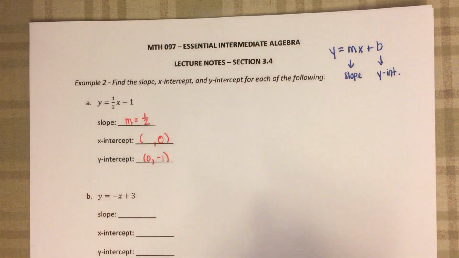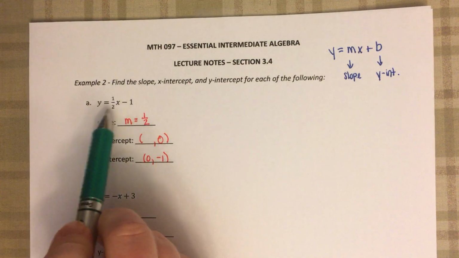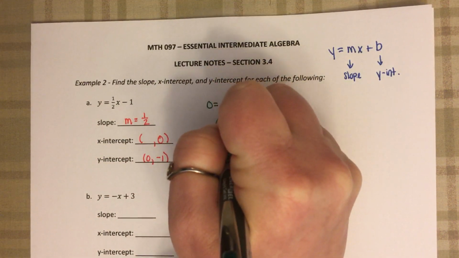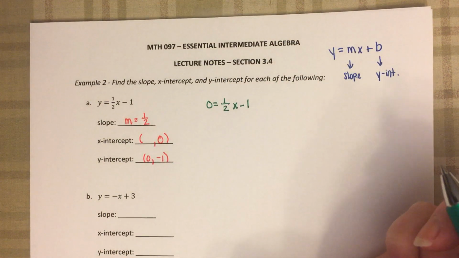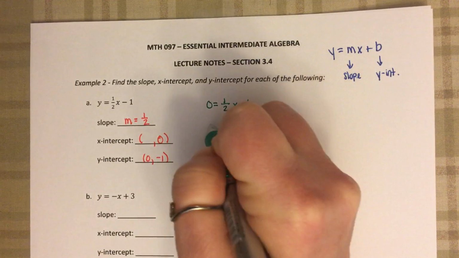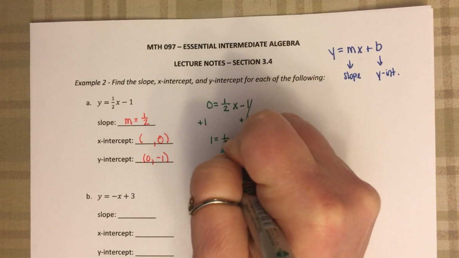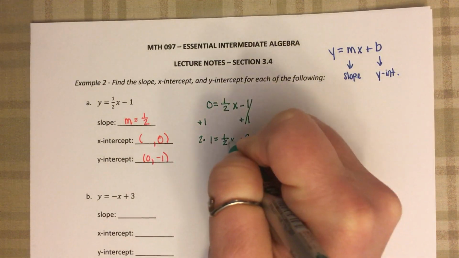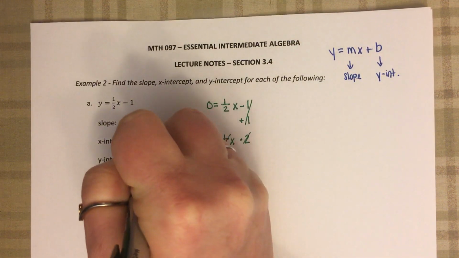When we're dealing with an x-intercept, we're going to plug a 0 in for y, and we're looking for an x value. So what this means is I'm going to take my original equation here, and I'm going to plug 0 in for y. So 0 equals 1/2 x minus 1. We need to get x all by itself, so I'm going to add 1 to both sides. 1 equals 1/2 x. And then to get rid of my fraction, I'm going to multiply both sides by 2. So x turns out to be 2.